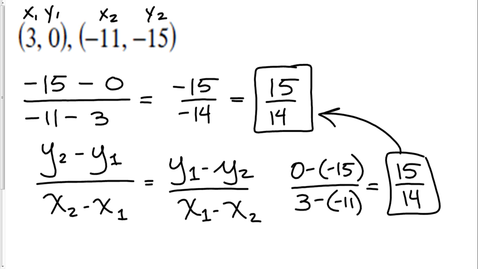So once again, just to cap this off, it doesn't matter what order, as long as you're consistent and you always remember that your y's go on top: y2 minus y1 over x2 minus x1. Okay? That's all I've got for you for slope.